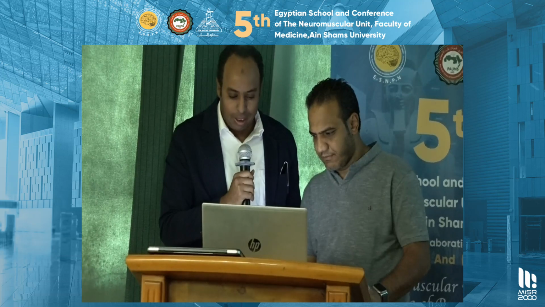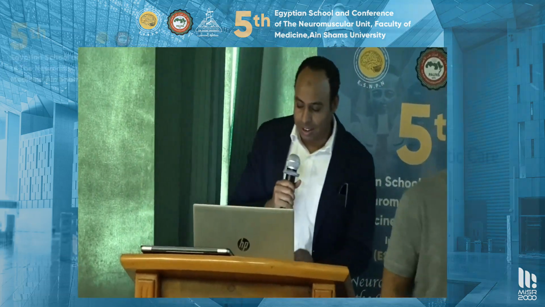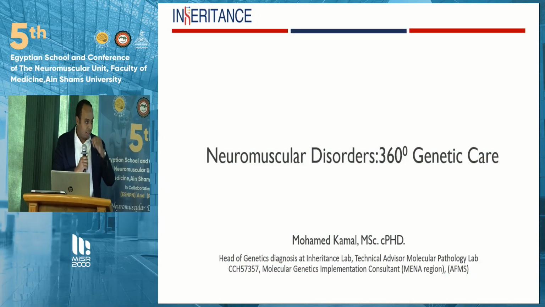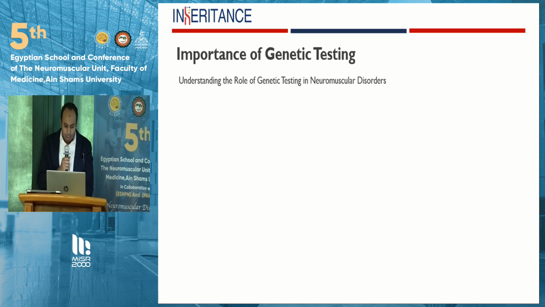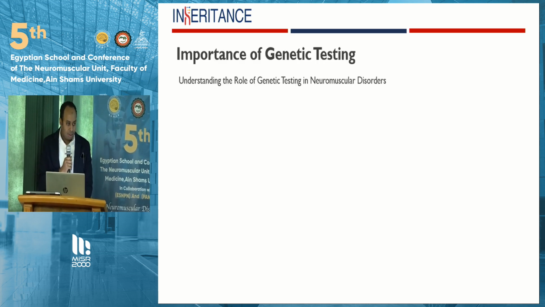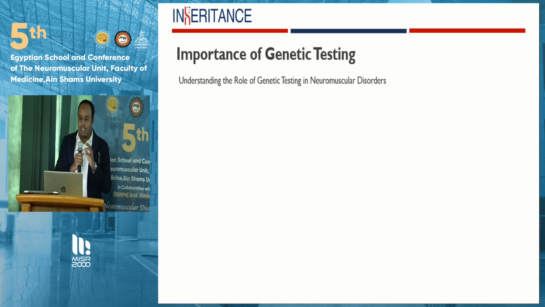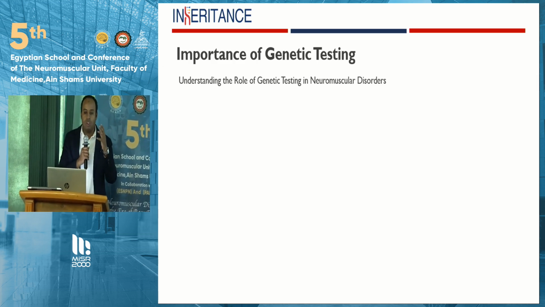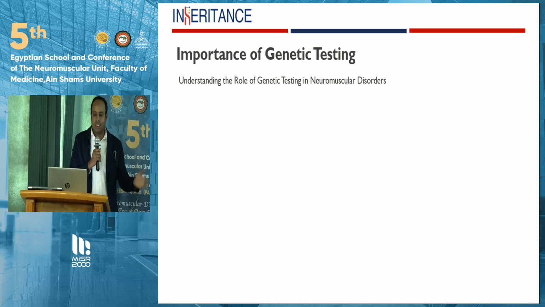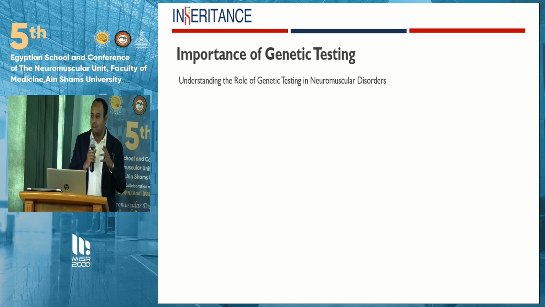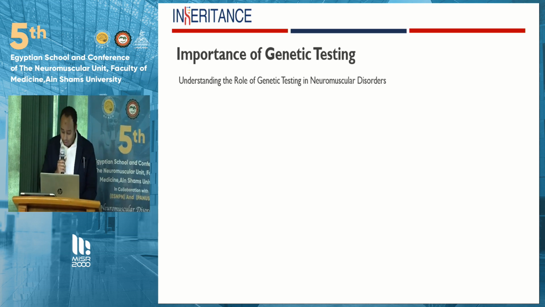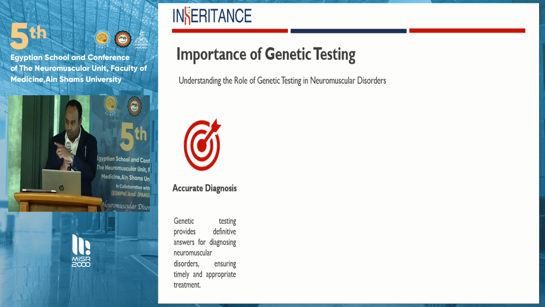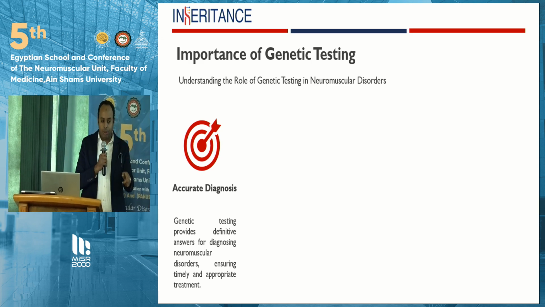Our talk today is going to be about the 360 genetic care, or how actually we think about our patients. So my first question is, what's the importance of genetic testing in your opinion? Why do we do genetic testing for neuromuscular disease patients? Any answers? So we have to beat a little bit. That's good. The first thing is to diagnose the patient.